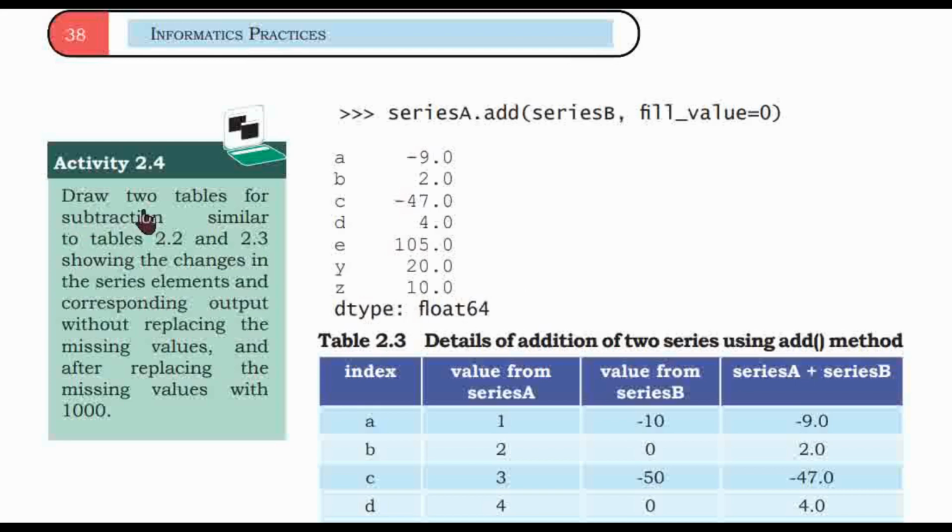Draw two tables for subtraction similar to table 2.2 and 2.3, showing the changes in the series elements and corresponding output without replacing the missing values, and after replacing the missing value with 1000.